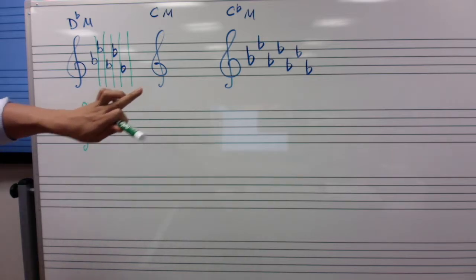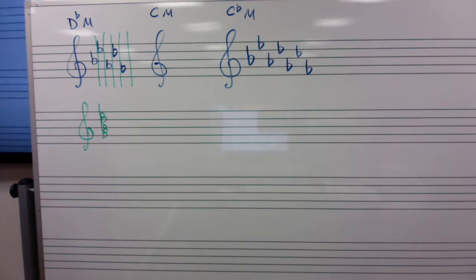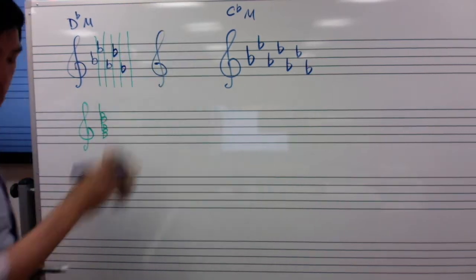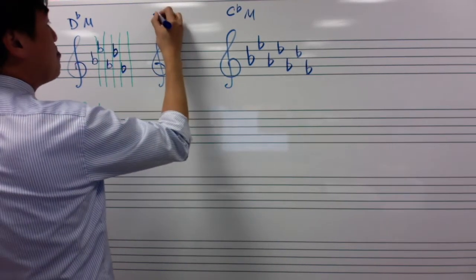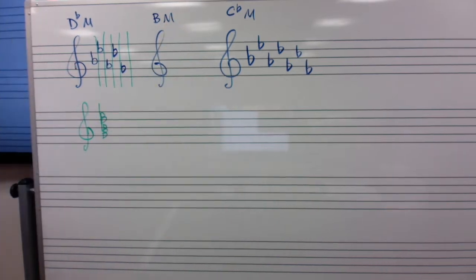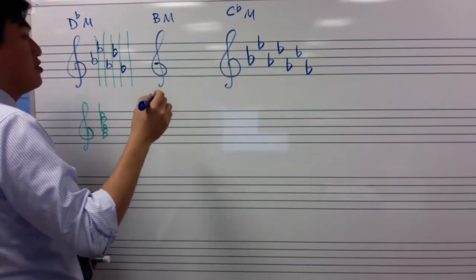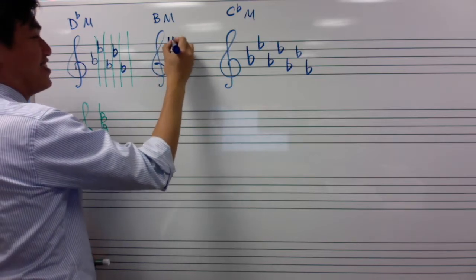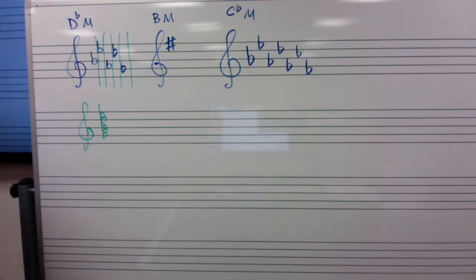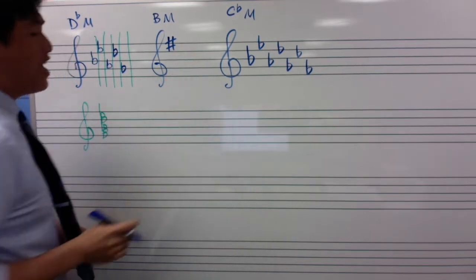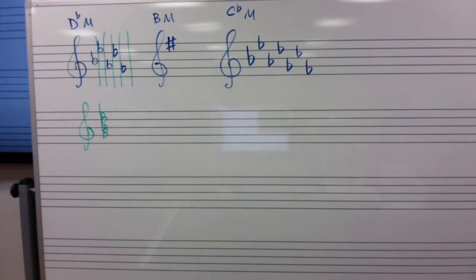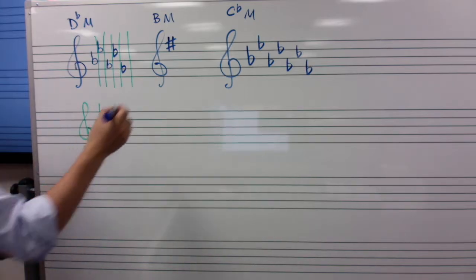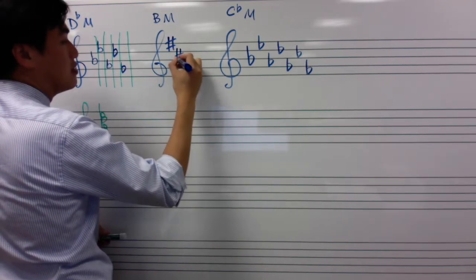Next, what's the other key I had? B major, right? How many sharps are in B major? 5. What's the first sharp? It's F sharp. Did I have B major, or is that right? B major, yeah. So the B major key signature would be this.